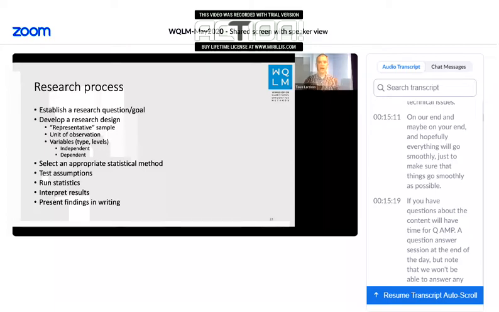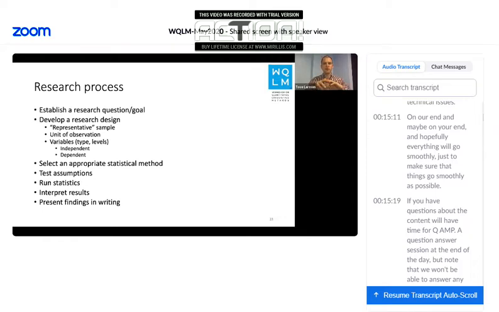So we need to design a representative sample. We need to make decisions about how it is we'll go about collecting our sample, and I'll have the second segment devoted to that. We also need to make a decision about our unit of observation. What is it that we'll be measuring? And then our variables, we'll talk about in a few moments, come in different types and different levels and different scales, but these are the phenomena that we're measuring and trying to learn about on our units of observation.